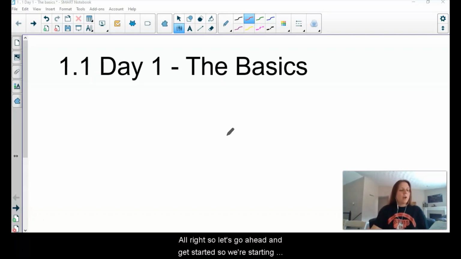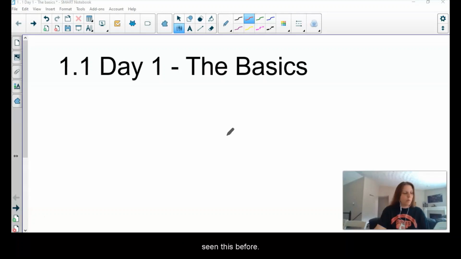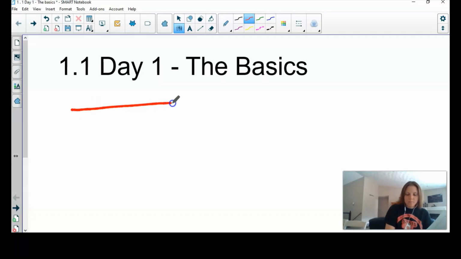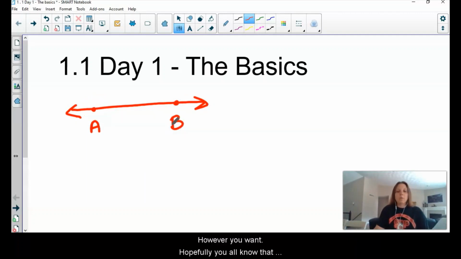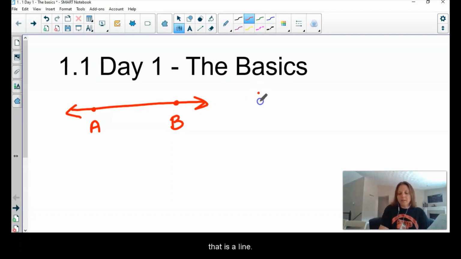So we're starting off with our first basic. Again, the basics, you've probably seen this before. So I'm going to draw this out. And hopefully, looking at that, we can label this however you want. Hopefully you all know that that is a line. Now, from the line, a lot of different ideas come about.